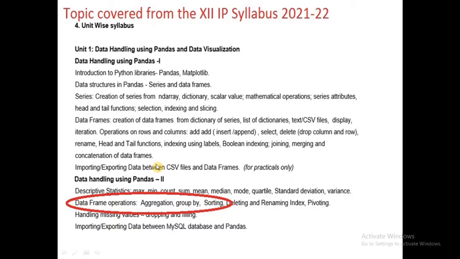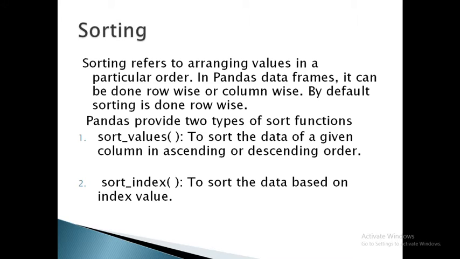As you all know about data frames and its other mainly used functions like max, min, sum, count, these are a prerequisite for this topic. Let us start our topic. What is sorting? Sorting refers to arranging values in a particular order. It can be in ascending order or descending order. In Python data frames, it can be done row-wise or column-wise. By default, it is done row-wise.